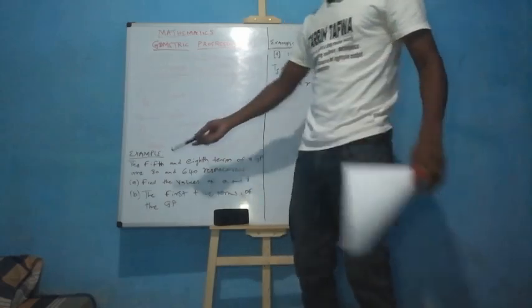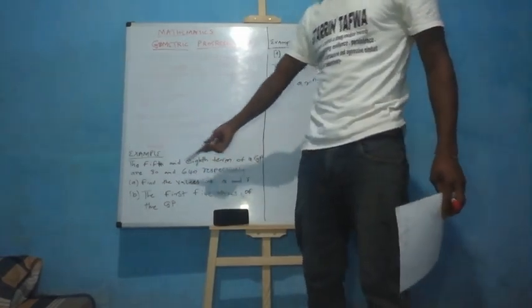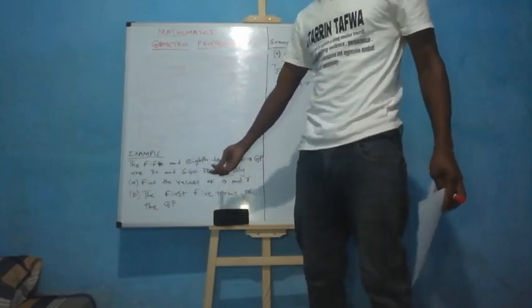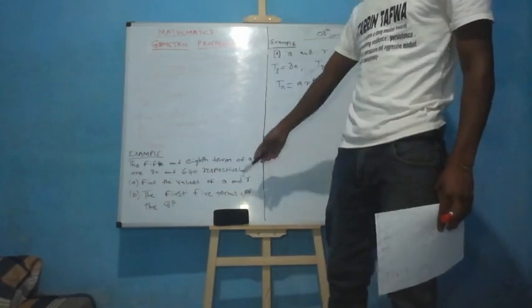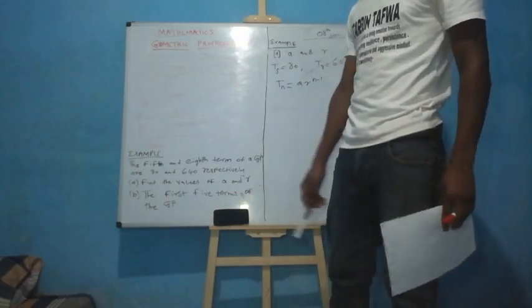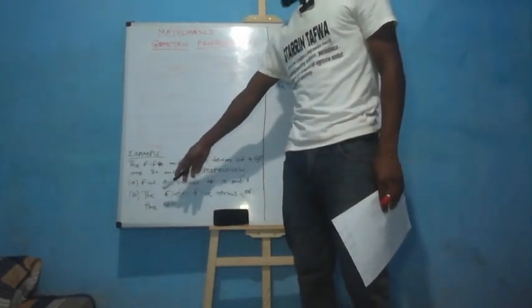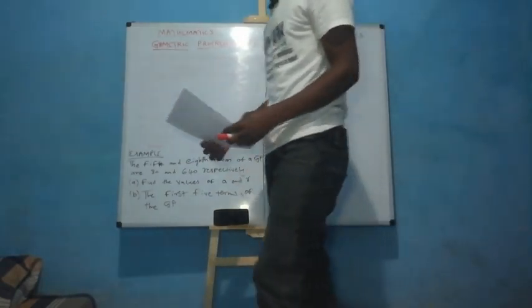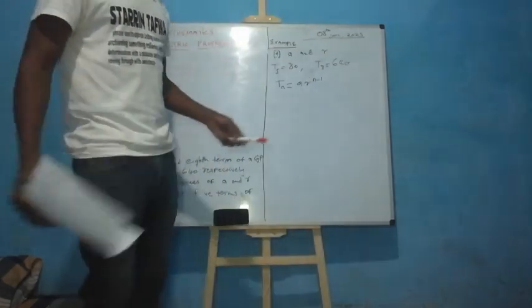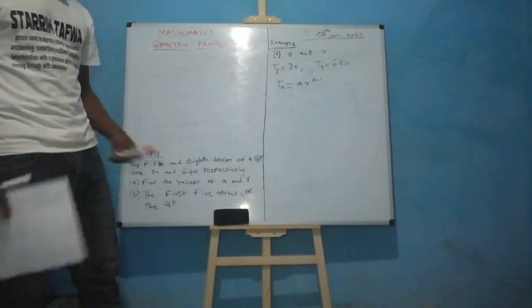Our example here tells us to say the fifth and the eighth term of the geometric progression are 80 and 640 respectively. The first question here is asking us to find the values of A, which is the first term, and R, which is the common ratio. The second question, part B, is asking us to find the first 5 terms of this particular geometric progression.